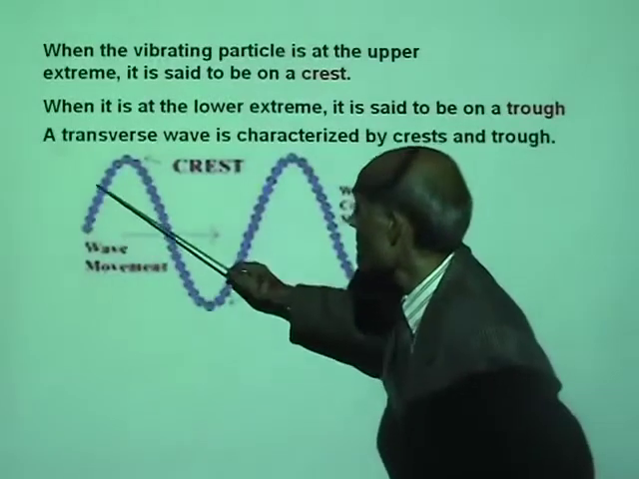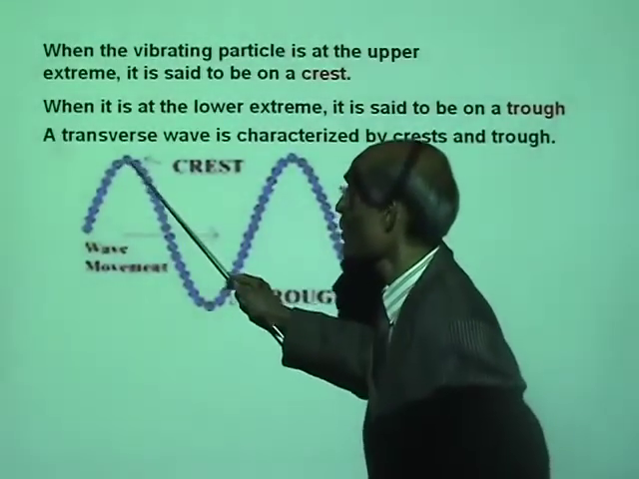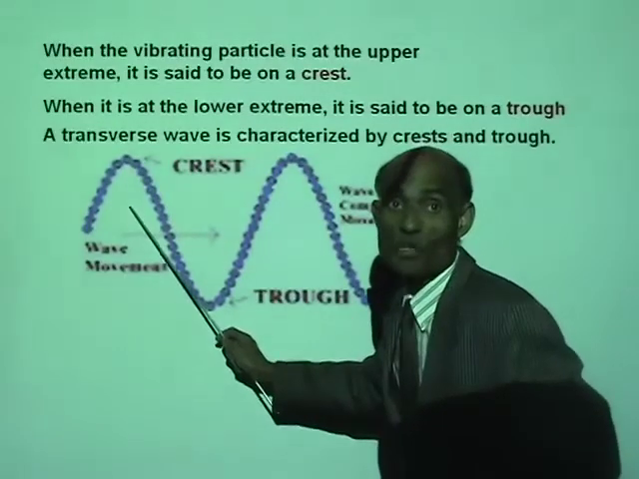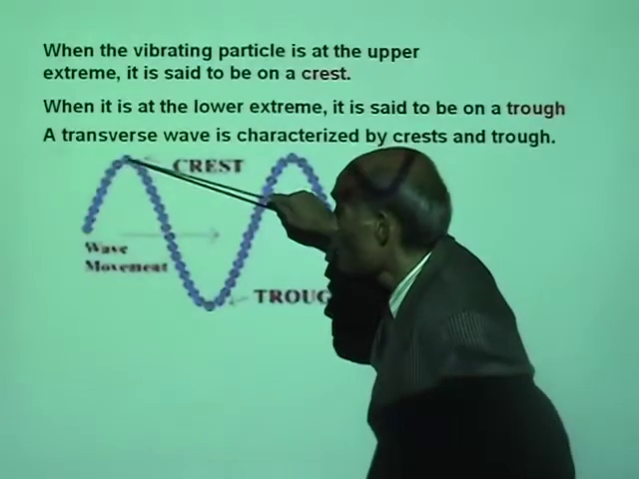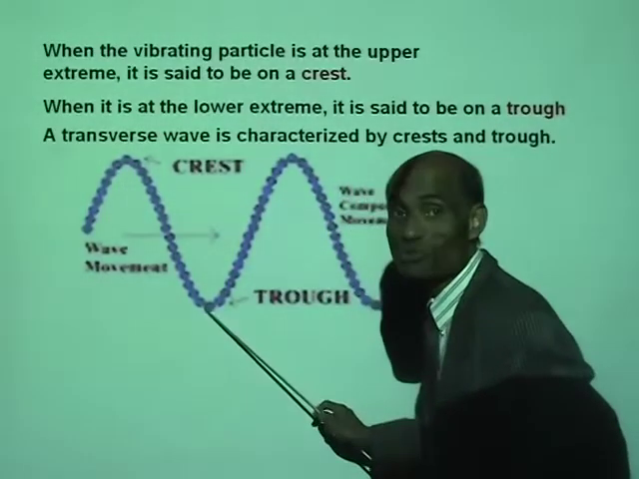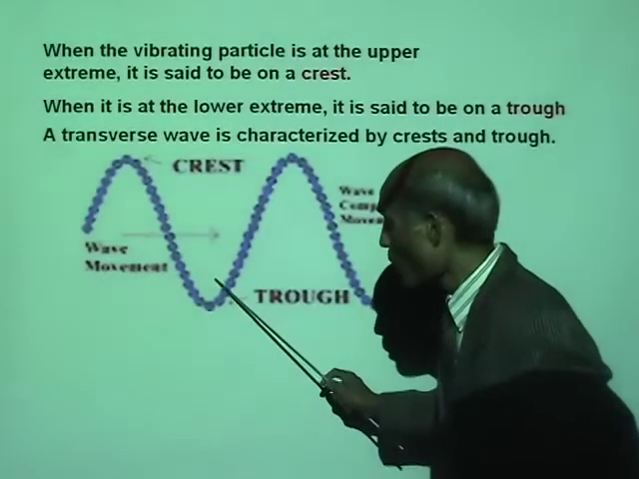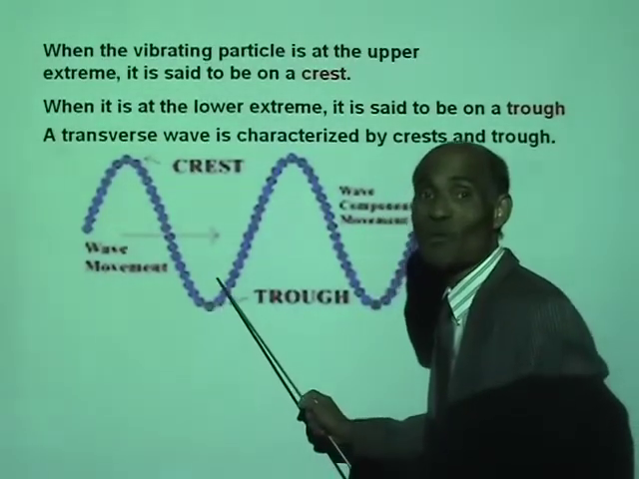And we will represent a transverse wave like this. A particle on a crest has gone all the way to the upper extreme. It is now beginning to move down. A particle in a trough has gone all the way down and it is now beginning to move up.